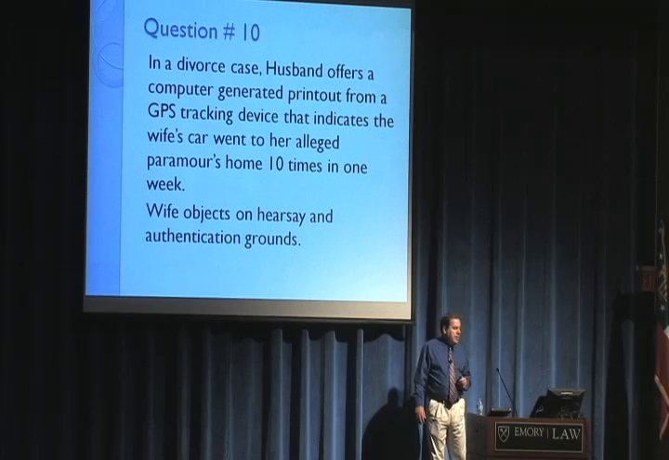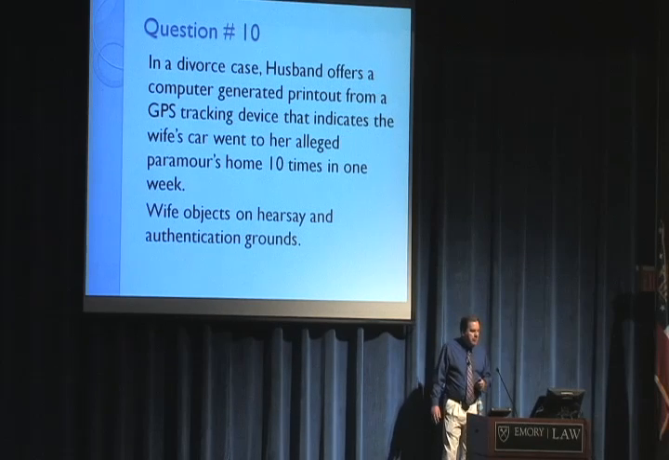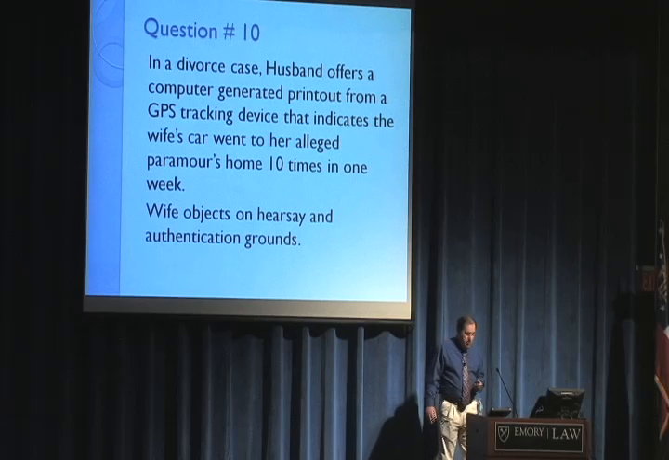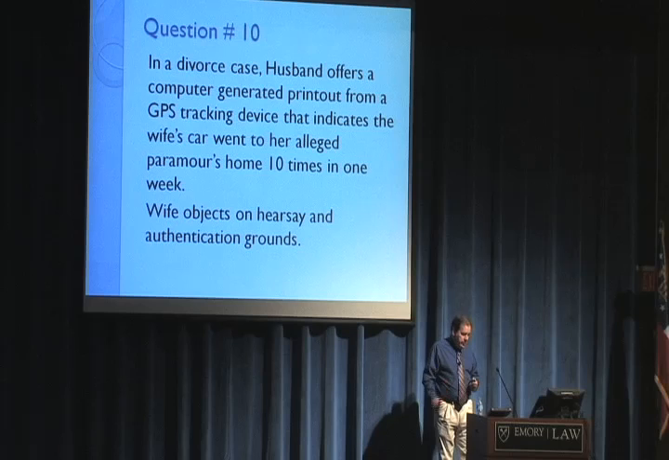Here's another one. A divorce case, husband offers a computer-generated printout from a GPS tracking device that indicates the wife's car went to her alleged paramour's home 10 times in 1 week. Wife objects on hearsay and authentication grounds.